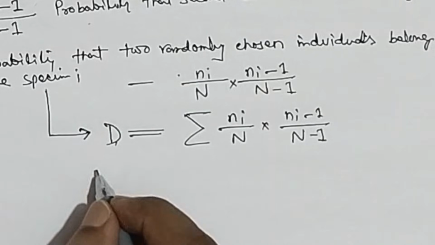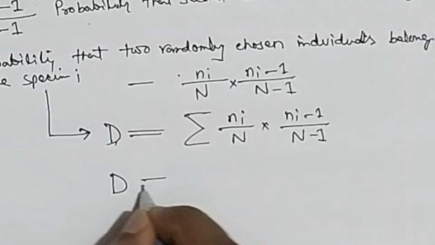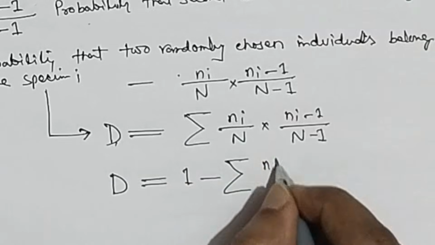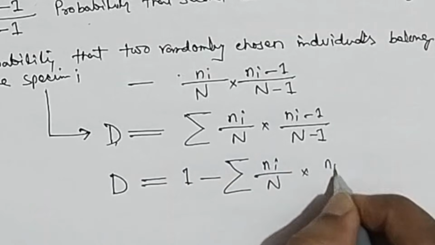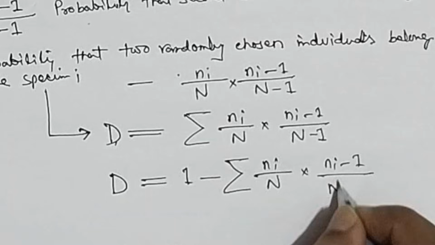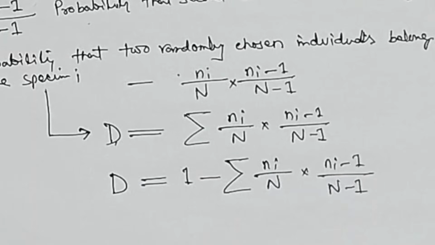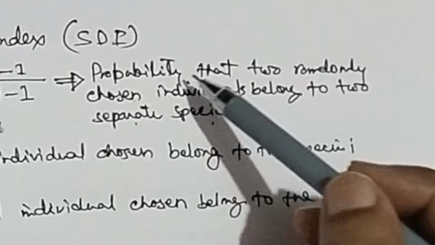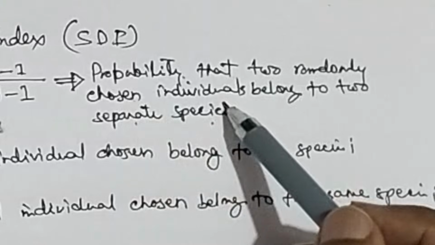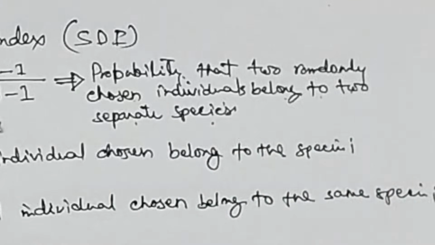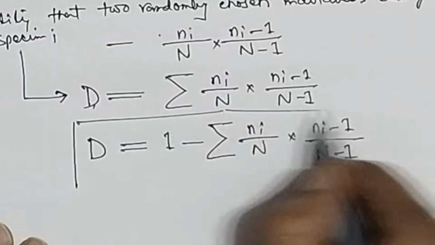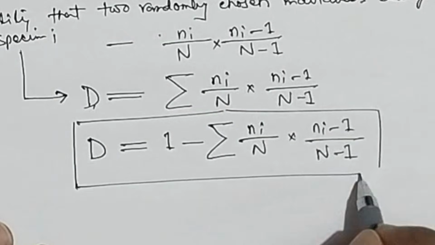So D is equal to 1 minus the sum of ni times (ni minus 1) divided by N times (N minus 1). So this formula calculates the probability that two randomly chosen individuals belong to two separate species. So this is the Simpson Diversity Index.